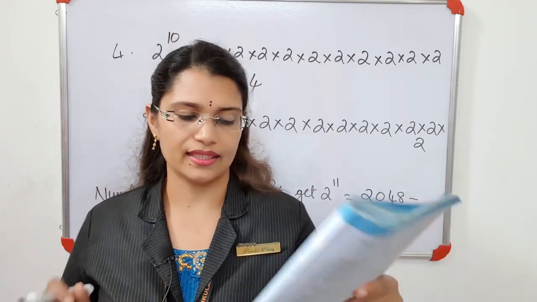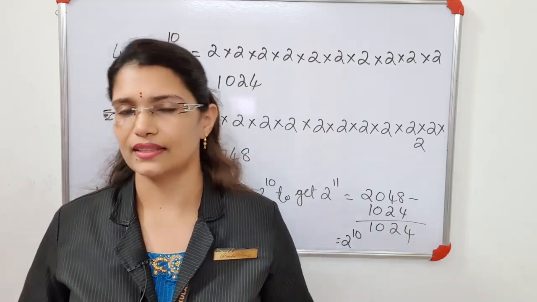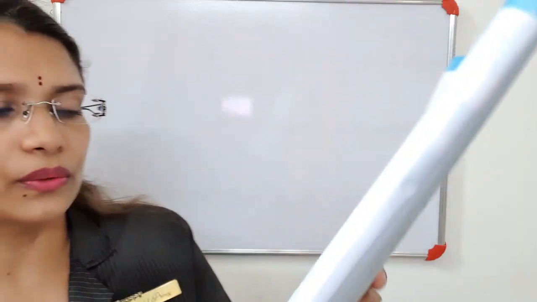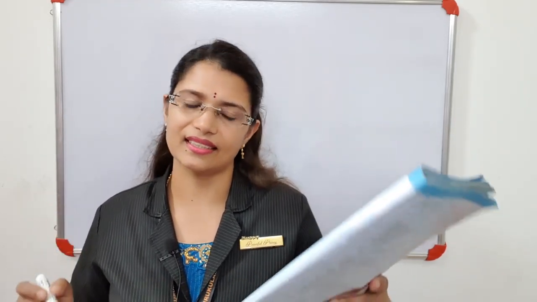Then, fifth question is, what must be added to 3 raised to 10 to get 3 raised to 11? That you do it as homework. Okay, now sixth question. The table below gives some powers of 2. So here table is given. 2 raised to 1 is equal to 2, 2 raised to 2 is equal to 4, up to 2 raised to 15 is equal to 32,768.